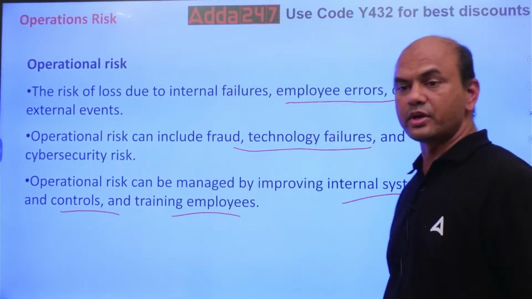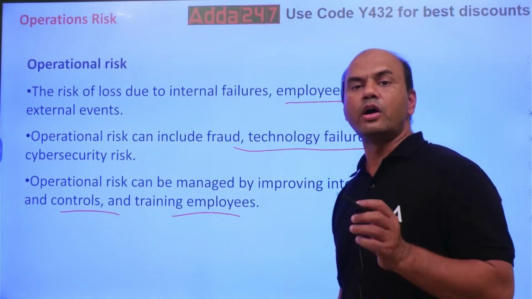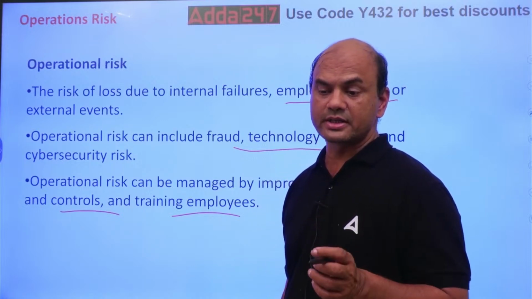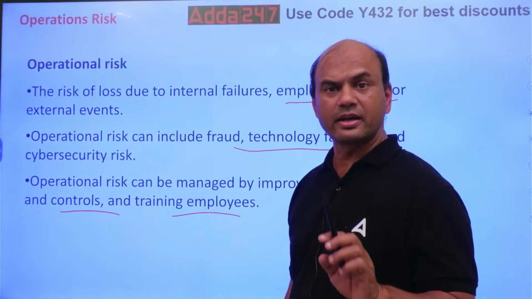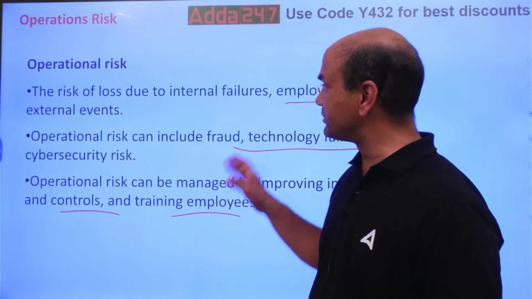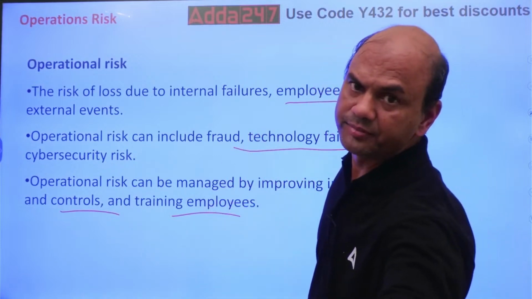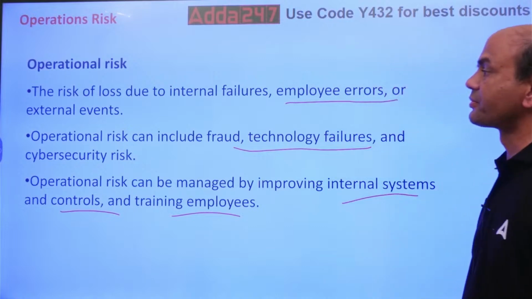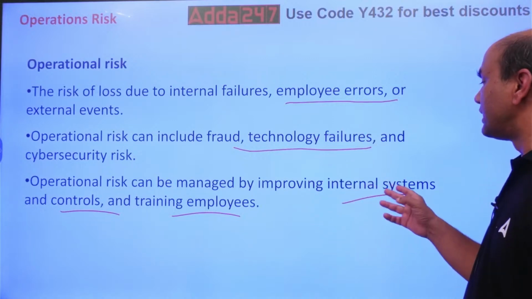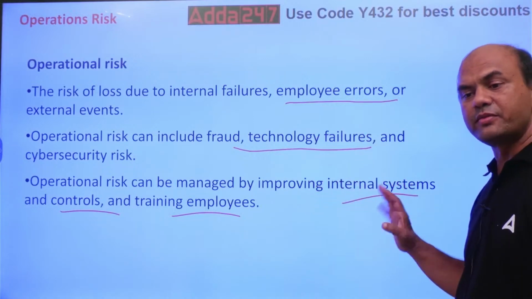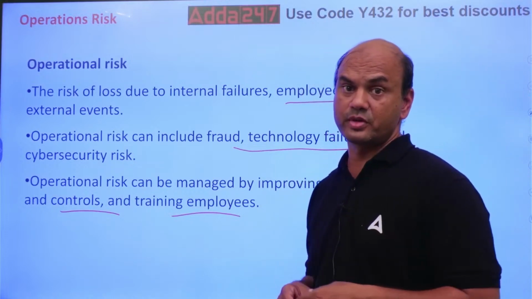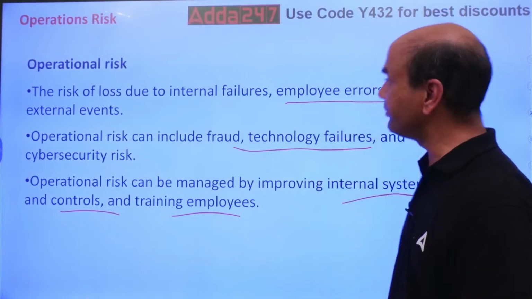Everything is checklist. If you have the checklist and follow the checklist, ops risk and credit risk can be controlled. Market risk you can't control that much, but ops and credit can be controlled. So this is basically the logic of operations risk. Okay, got it? So employee errors, fraud, technology failure, cyber security, then internal systems, controls, training employees, everything. By any which ways, your branch will be closed or you can't service the customers. Okay. Next.